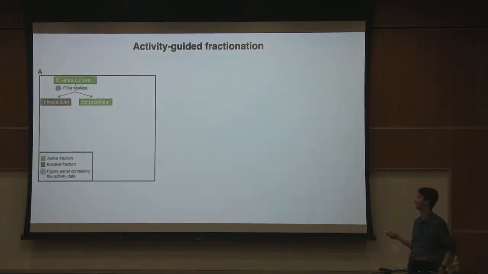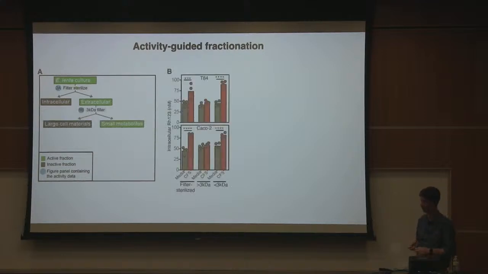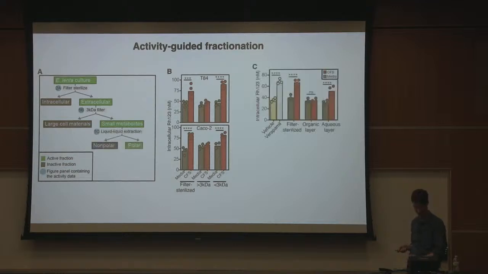And so finally, we really wanted to understand what it was exactly that Elenta is making that affects PGP. And so we used a really traditional activity-guided fractionation approach that many of you in biochemistry have probably done. And so I showed you this already. We take Elenta cultures, filter sterilize, and we found it in the extracellular fraction. We then ran it through a 3 kilodalton filter to separate large things from small things. And that data shown on the right, you can see that the less than 3 kilodalton fraction is active. But the large stuff is not.